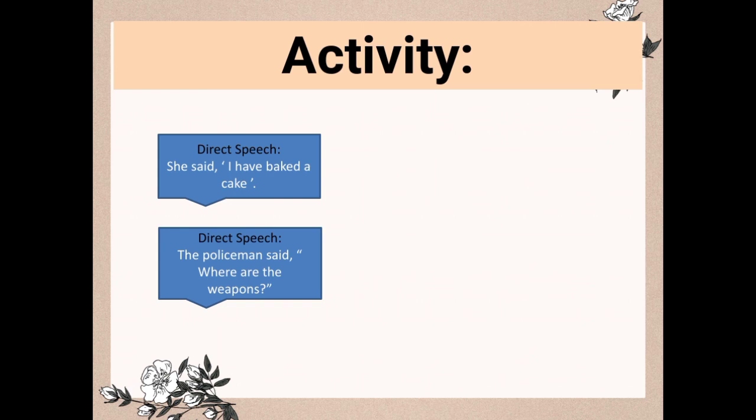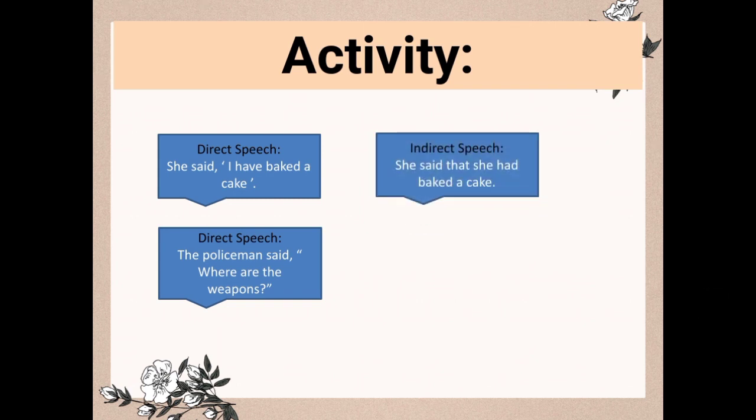Okay, so first, she said, "I have baked a cake." So what is your answer? Let's see. So the indirect speech: she said that she had baked a cake. Did you get it right?